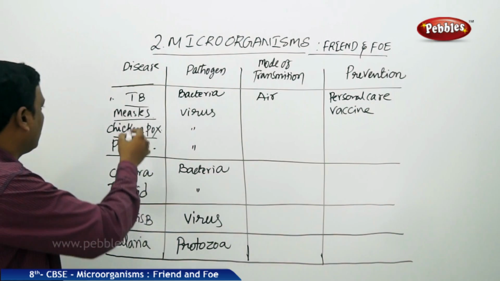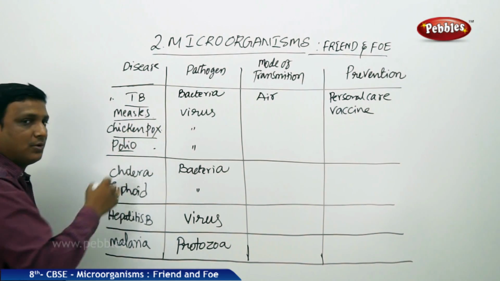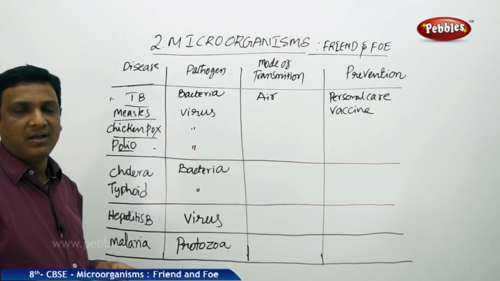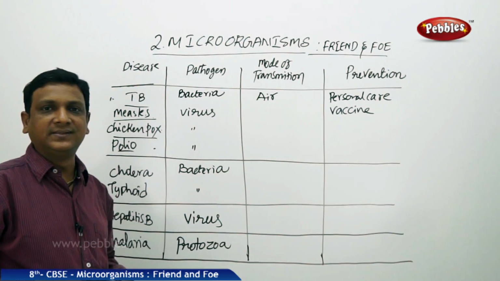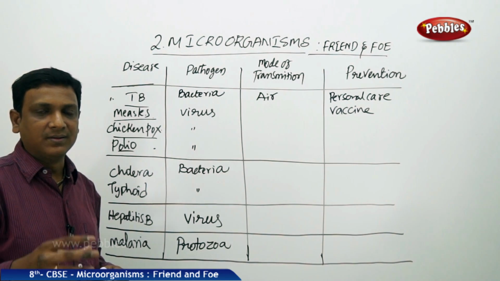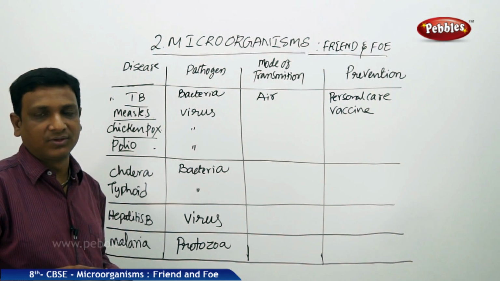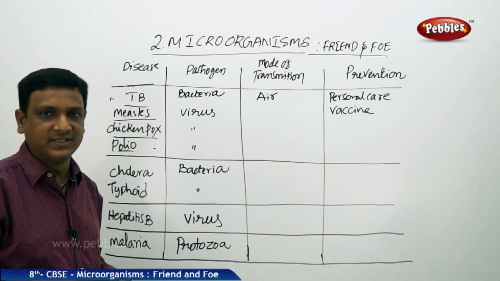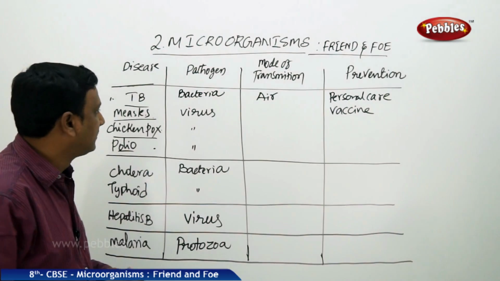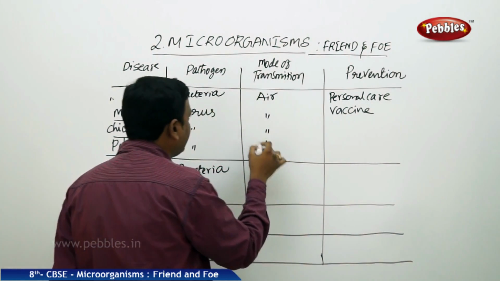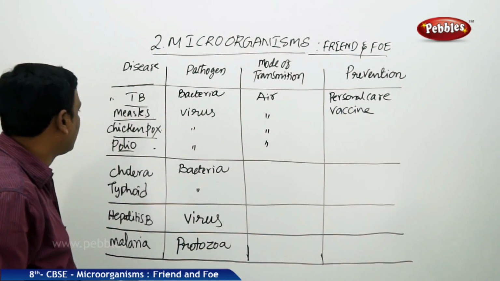If you look at the other diseases like measles, chickenpox and polio, what is common in these three? They are caused by virus. I already told you that viral diseases cannot be cured because the medicines cannot directly act on viruses. It's very complicated because viruses do not have their own metabolism. So here, these three diseases also spread by air. Air is the medium which spreads measles, chickenpox and polio.